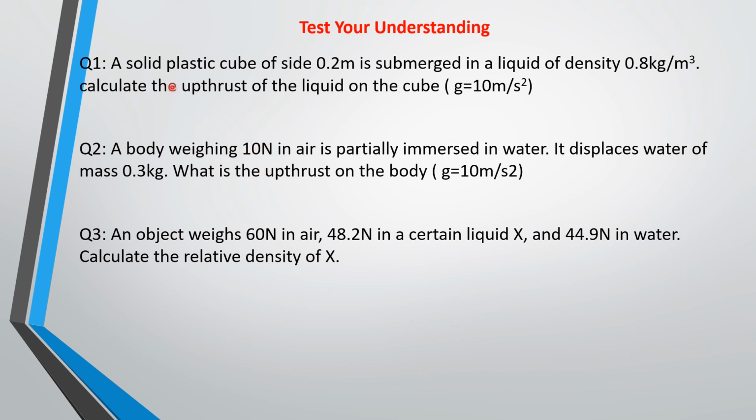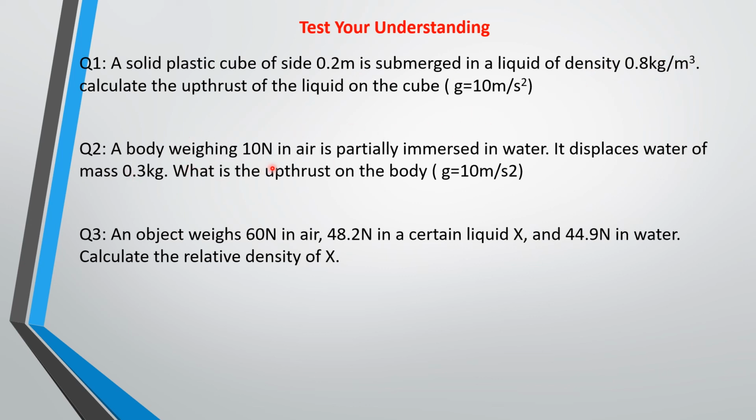The first question says that a solid plastic cube of size 0.2 meter is submerged in a liquid of density 0.8 kg per meter cube. Calculate the upthrust of the liquid on the cube. Remember that we said that upthrust is equal to volume times density times g. So find the volume, multiply by the density and g, you get your upthrust. Simple and direct. I've given you the hint for that.